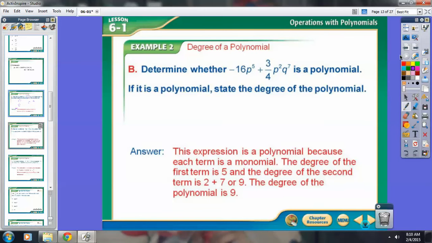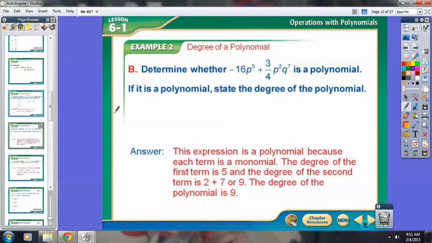In this example, it says determine whether negative 16 p to the 5th power plus 3/4 p squared q to the 7th is a polynomial. If it is a polynomial, state the degree. Well, do any of those three things occur? Do you have a variable in the denominator? No. Do we have a variable underneath the square root? Do we have a negative exponent? We don't. So each term is a monomial. So this is a polynomial. You would say that yes, it is.